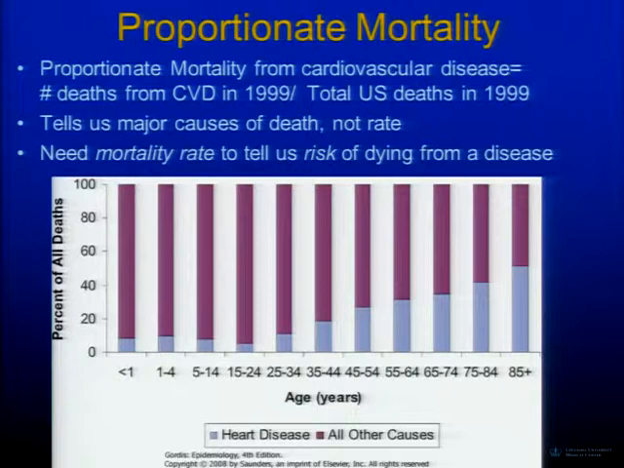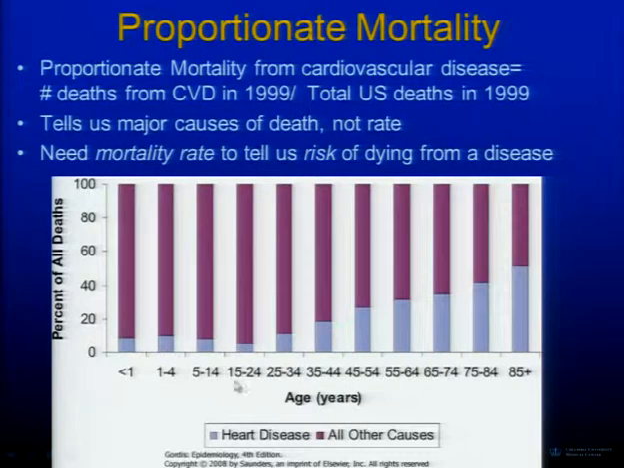So proportionate mortality from cardiovascular disease is the number of deaths from cardiovascular disease in 1999 divided by the total US deaths in 1999. And this tells us the major causes of death, not the rate. So remember on the last week in the first class, I talked about, what are the major causes of death? What are people dying from? And you really need the mortality rate to tell us the risk of dying from disease. So this proportionate mortality, again, helps us in planning health services, resources that we might need for prevention. It gives us an idea of all of that.